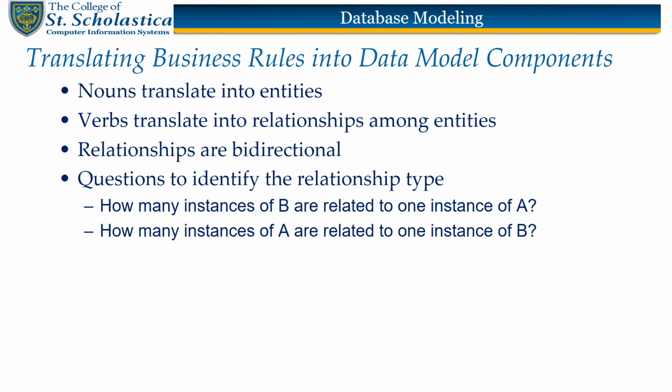Business rules set the stage for the proper identification of entities, attributes, relationships, and constraints. As a general rule, a noun in a business rule will translate into an entity in the model, and a verb, active or passive, associating nouns will translate into a relationship among the entities. For example, the business rule, "a customer may generate many invoices," contains two nouns, customer and invoice, and a verb, "generate," that associates them.